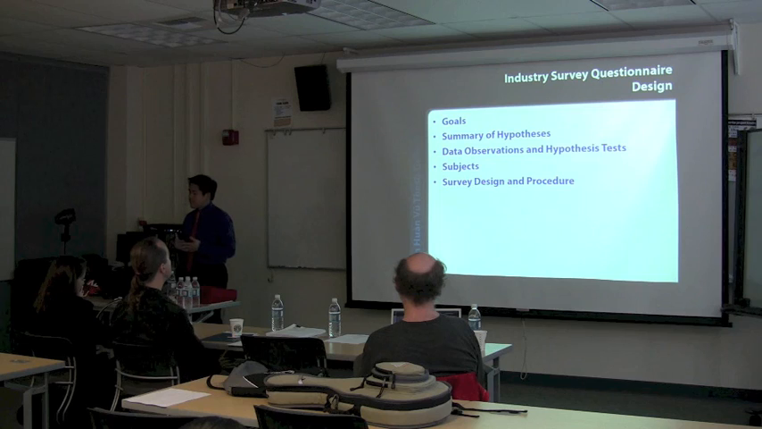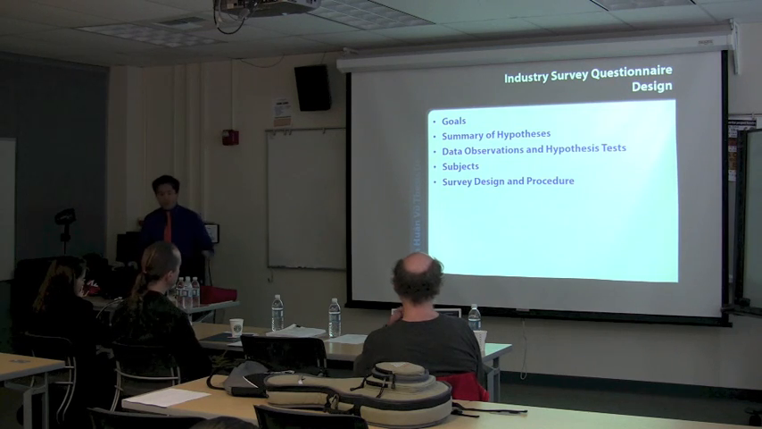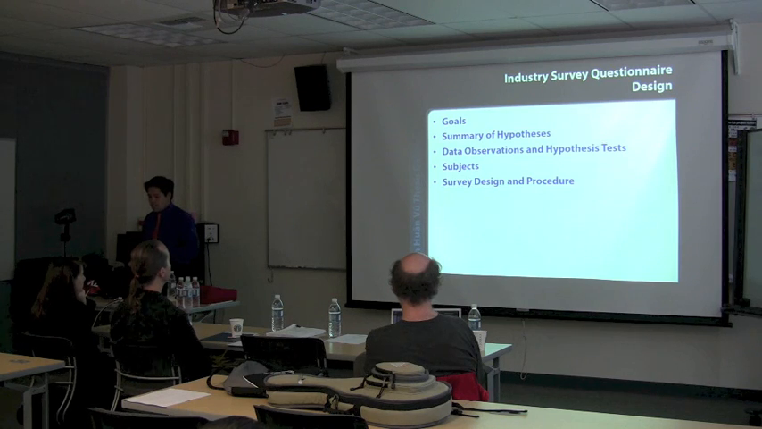Here's the outline of the design of the industry survey questionnaire broken into 5 key areas: the goal, the summary of hypothesis, data observations and hypothesis tests, subjects, survey design, and procedure.